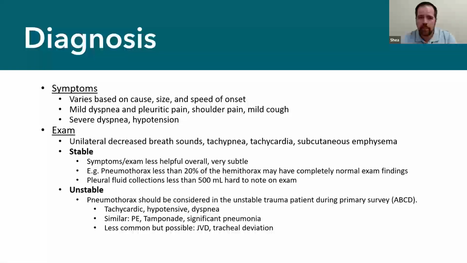So obviously there are mimics, just like everything else in medicine. As you obviously recognize, PE, cardiac tamponade, a significant pneumonia could also have very similar symptoms. You may see JVD and tracheal deviation talked about quite significantly, especially with tension pneumothorax. Those are typically late findings. So obviously if you see them, it's a bad sign. But if you're waiting to see those signs, it's going to be too late before you detect that.